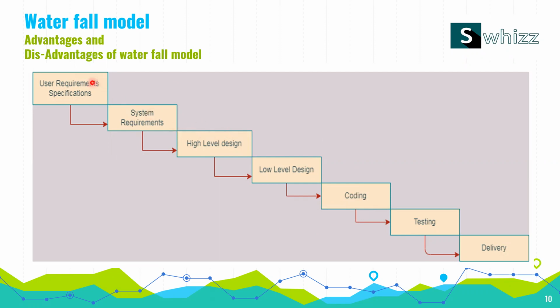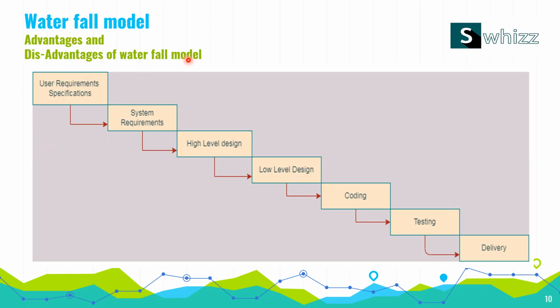Okay, so if the customer requirements are stable, if the customer is very clear about his requirements, we can directly move on to this phase. After completion of one, we can move on. So budget will be low, and if the customer requirements are stable, there is no issue. Okay, these are the advantages we have with the waterfall.